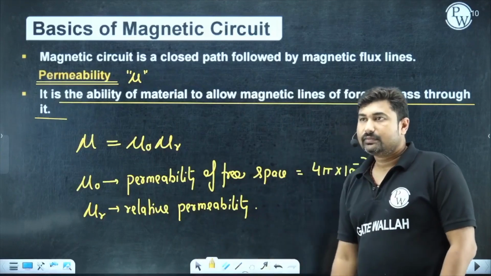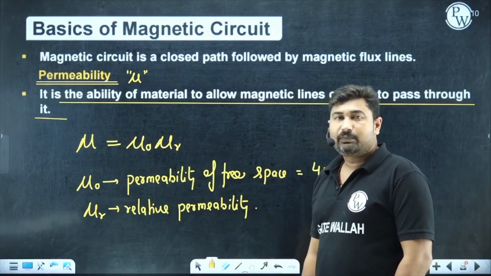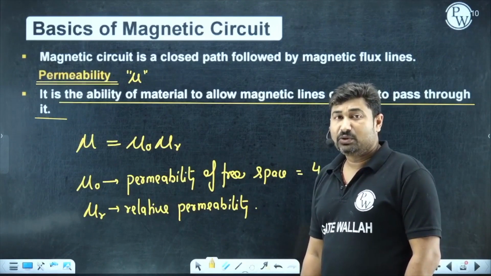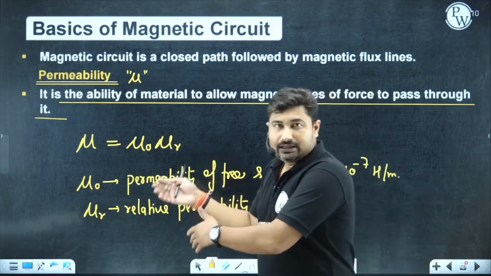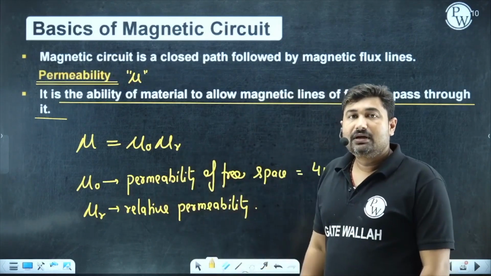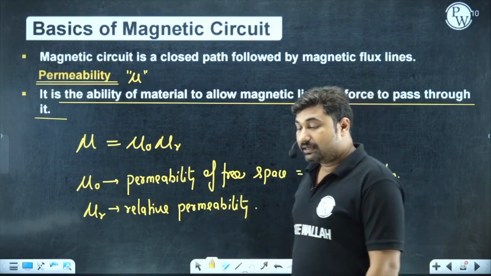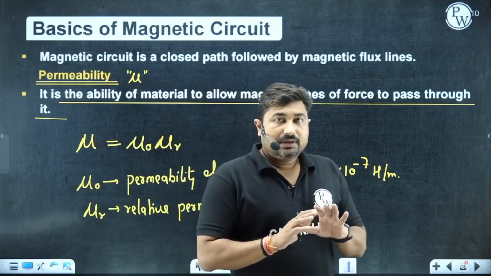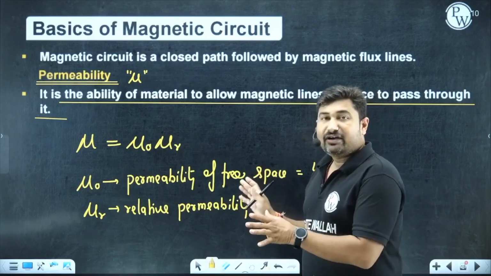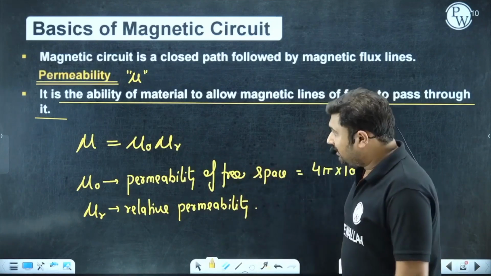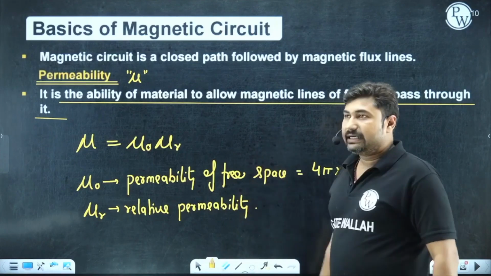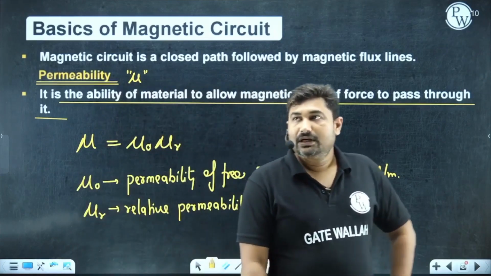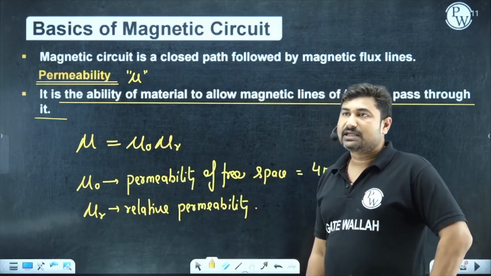I am hoping you are aware of the term permeability. No, sir, we are not aware of the term permeability. Later on in this same lecture, I am going to relate electrical conductor and magnetic system, then you can easily feel this permeability. For present, just write the term permeability. It is the ability of the material to allow magnetic lines of force to pass through it.